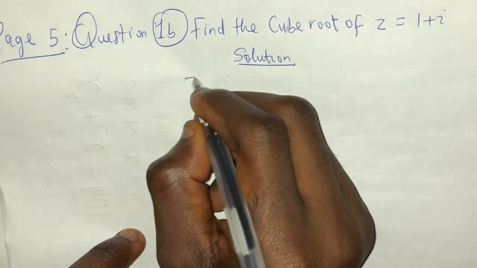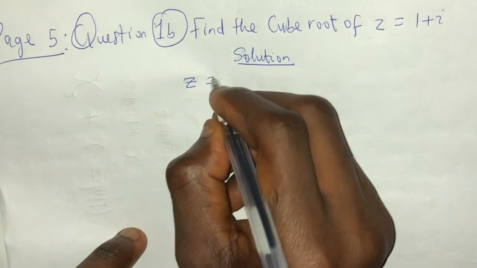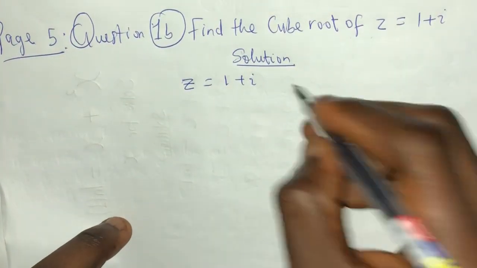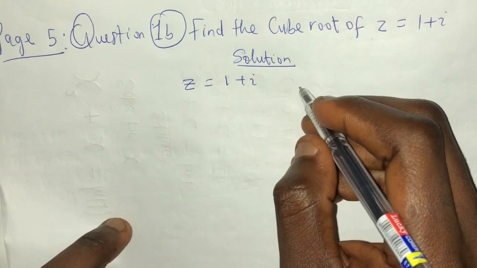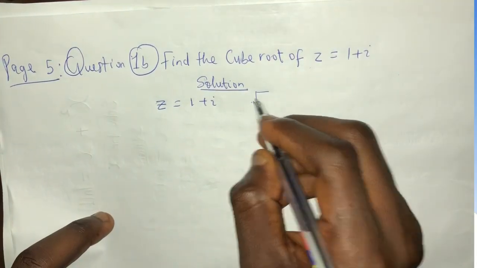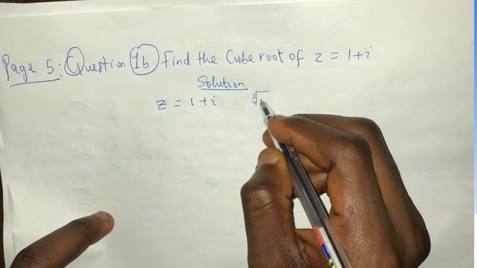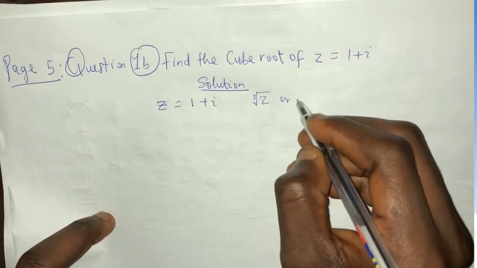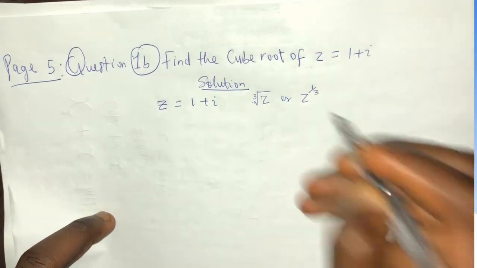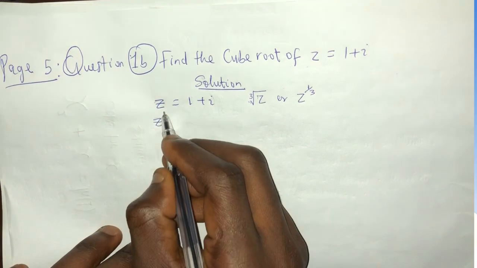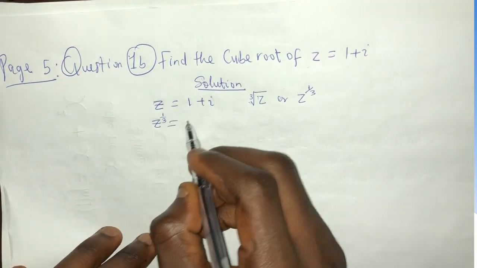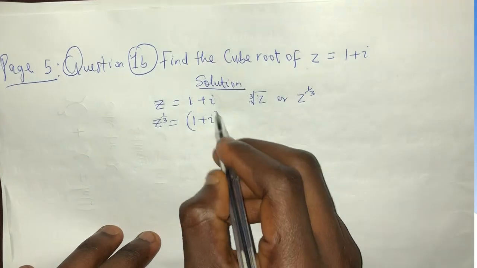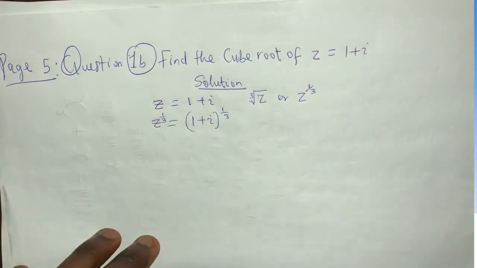So let's rewrite the question. z is equal to 1 plus i, right? Since we have to find the cube root, it simply means we should find z to the power of 1 over 3. Remember I explained De Moivre's theorem just now. So z to the power of 1 over 3 is equal to 1 plus i all to the power of 1 over 3, right?